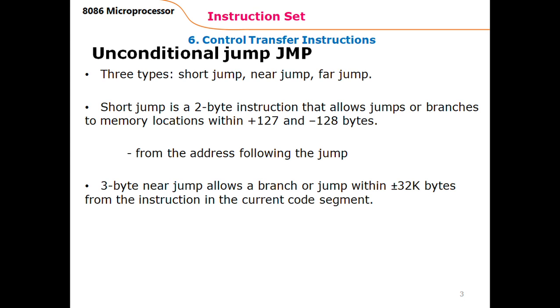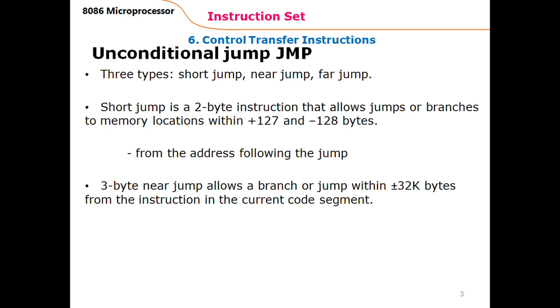And always the jump happens from the address following the jump. Whenever the jump instruction is being executed, the instruction pointer, which is a register inside the microprocessor, stores the address of the next instruction which follows the jump instruction. But this jump instruction causes a jump to a different place in the program instead of executing the instruction pointed to by the current value of the instruction pointer.